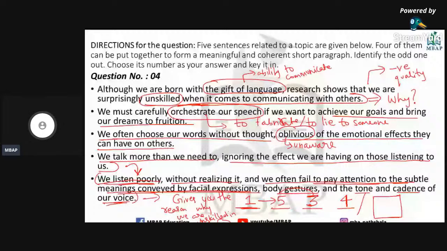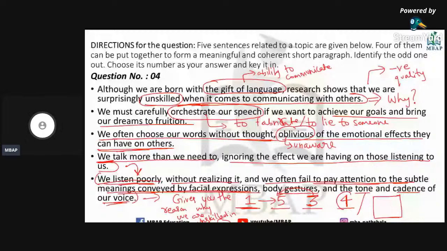We often choose our words without thought, and we are unaware of the emotional effects that it can have on others. And then sentence 4 says that okay, so we talk more than what we need to, and that is why we don't listen to others. So 4 is a very good concluding sentence, and hence my answer is sentence 2. Sentence 2 is the odd one out.